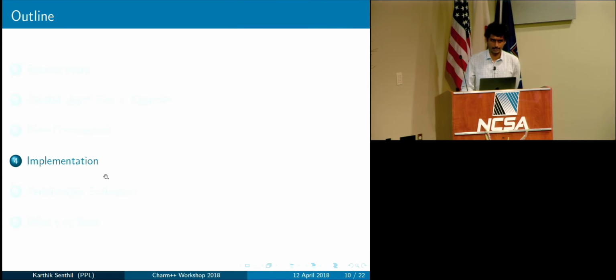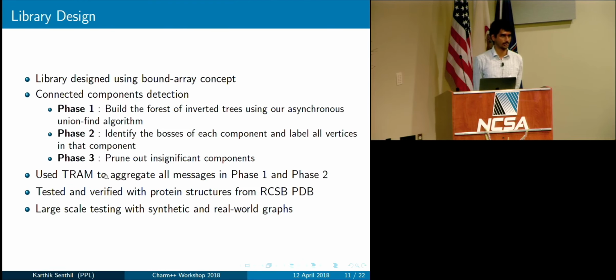To give more details about the implementation, we decided to implement this entire algorithm as a library so that it can be used for general Charm++ applications or AMPI applications. There are 3 important phases in our library. In phase 1, you're building the forest of inverted trees using the asynchronous union find algorithm that we proposed earlier. In phase 2, you're doing the labeling part, where you identify the boss of each component and you label all vertices in the component with the boss ID. And in the third phase, you're going to prune out any insignificant components based on some threshold parameter, like really small components that are not important for the simulation.